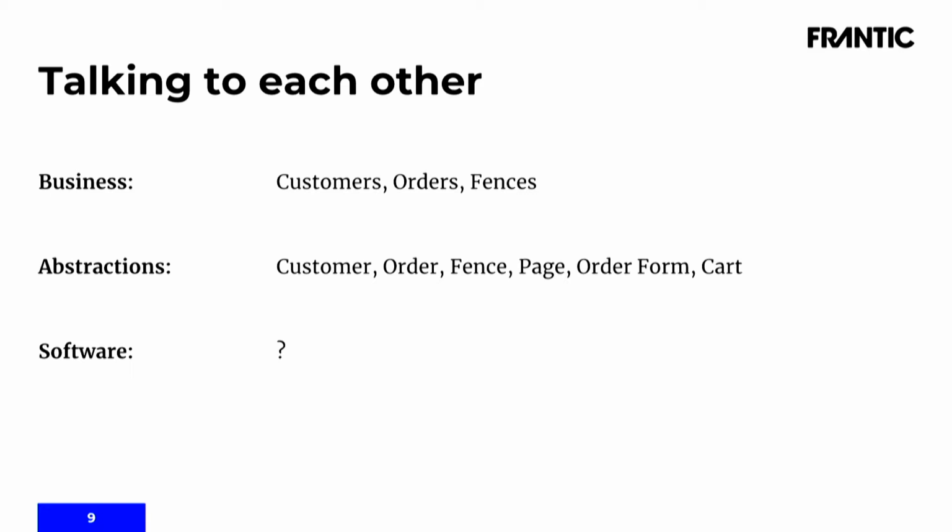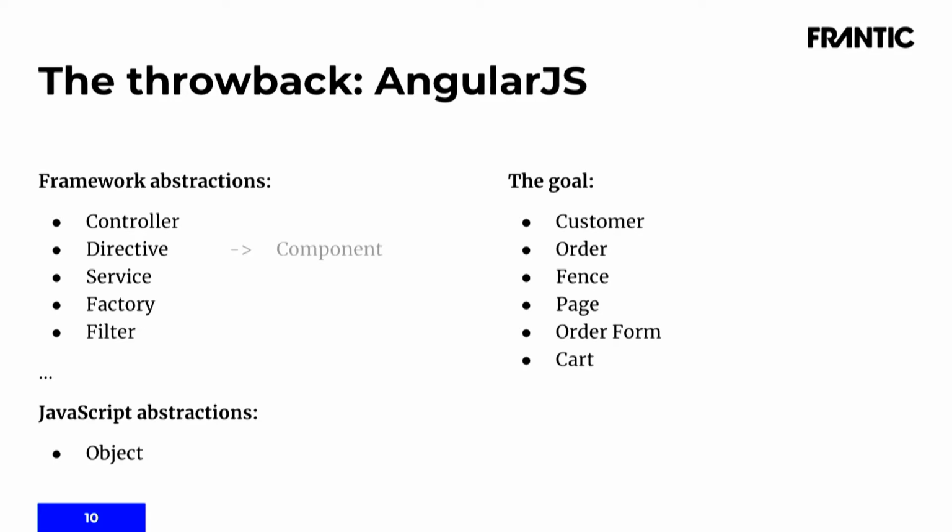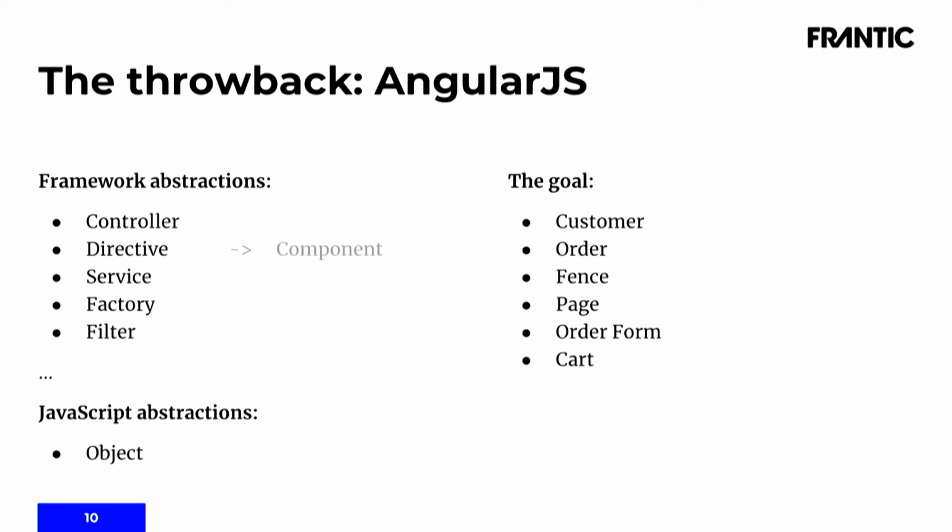So for the next thing, I want to take you back to AngularJS. On the left side, we see some common AngularJS abstractions, which were controller, directive, service, factory, that type of stuff. And then later they added components into the thing. Also it ran on JavaScript, and in JavaScript everything's basically an object. If you want to describe a business object, then everything's just an object and there's really nothing else to that. And still our goal is to get here on the other side where we have customers, orders, fence, page, order form, cart. That's the end goal that we're trying to represent in this project.